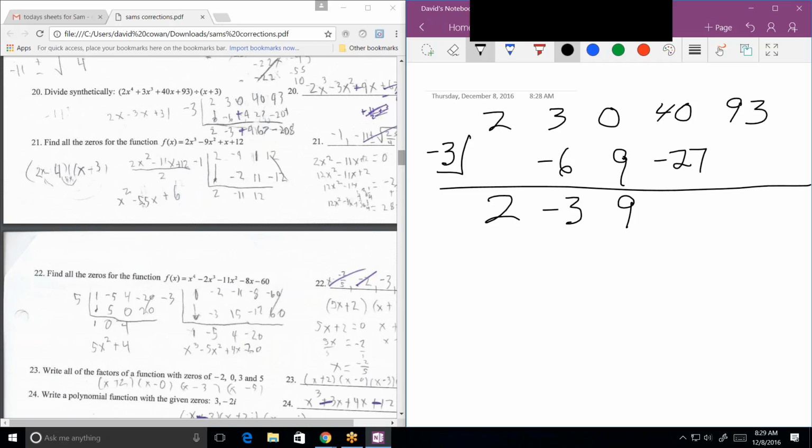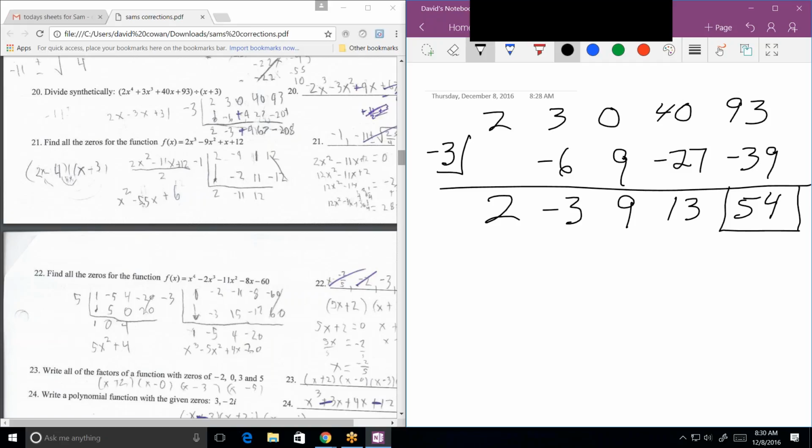Oh, 13. Uh-huh. And finally, what goes here? I'm not sure. 3 times 13 is -39. -3 times 13. And then finally, that is 54. That's your remainder. That's also what the function would evaluate to.